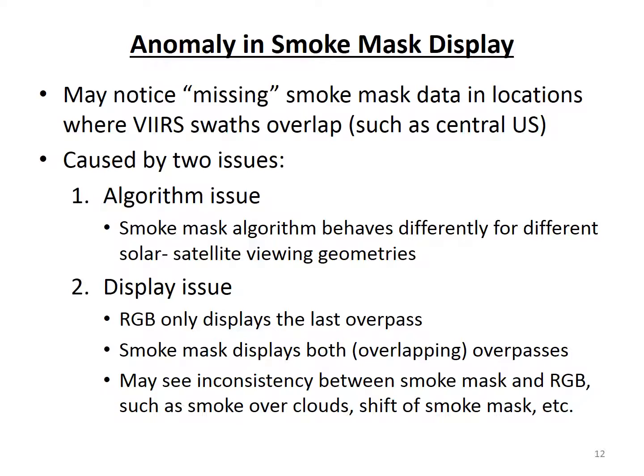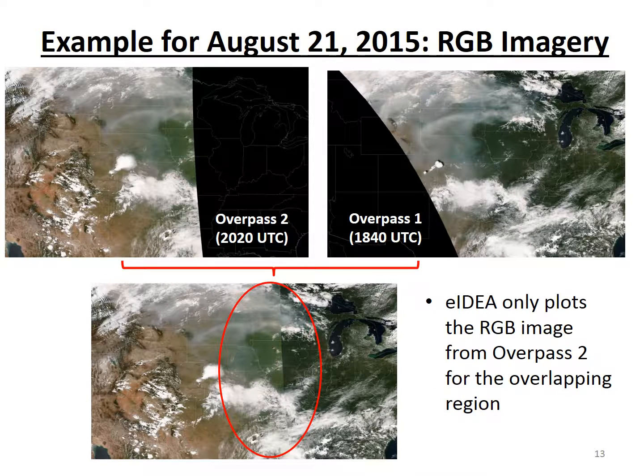This is caused by two separate issues. Number one, different sun-satellite geometries can cause the smoke mask algorithm to retrieve different results. And number two, there can be inconsistencies between the way the smoke mask is displayed on eIDEA compared to the true color imagery. Let me show you how this works with an example from August 2015.